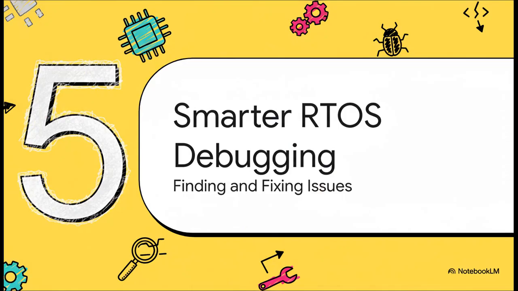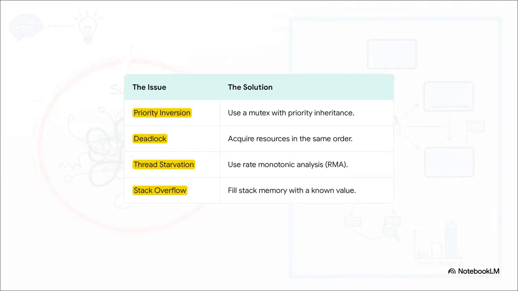Look, even if you follow all the best practices, bugs are going to happen. It's just a fact of life. But debugging in an RTOS world introduces some new and tricky challenges. Problems can seem random because they depend on the exact timing and interaction between all your tasks. So you need a smarter toolkit to hunt them down. Here are some of the classic RTOS villains and how to defeat them.